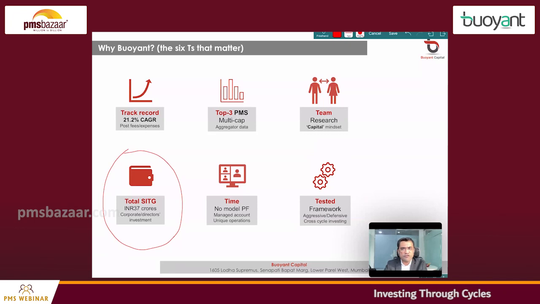We don't see a lot of investors end up doing that. Obviously, we, as in the directors and Buoyant Capital as a company itself, invest only through Buoyant funds. As of the end of last month, the value of this investment stood at something like 37-odd crores. This is a very important point because it signifies the conviction that the fund manager has in the schemes that they run.